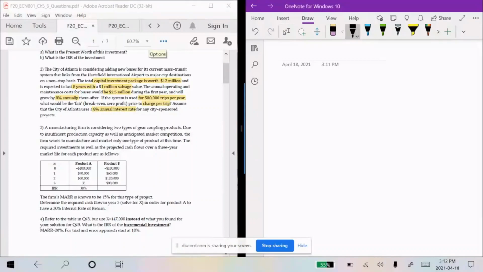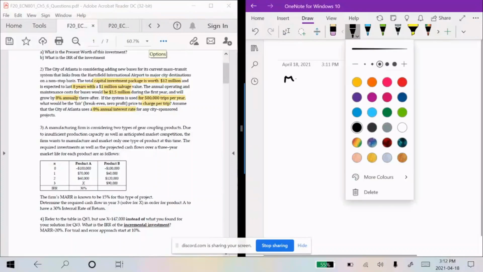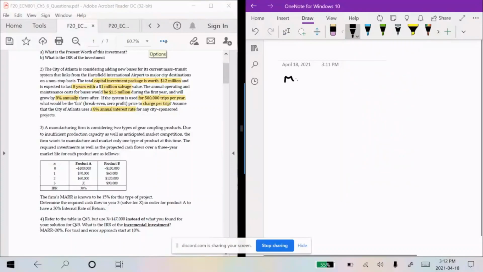So this we know that the MARR is 8%. That's the final line that was there. Now it's 500,000 trips.